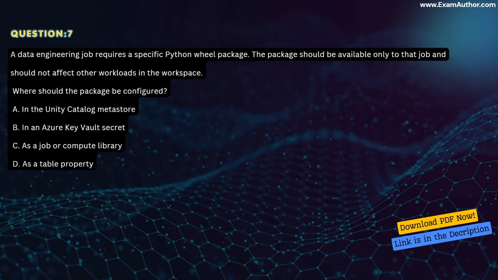Question 7. A data engineering job requires a specific Python package. The package should be available only to that job and should not affect other workloads in the workspace. Where should the package be configured? A. In the Unity Catalog Metastore. B. In an Azure Key Vault secret. C. As a job or compute library. D. As a table property.